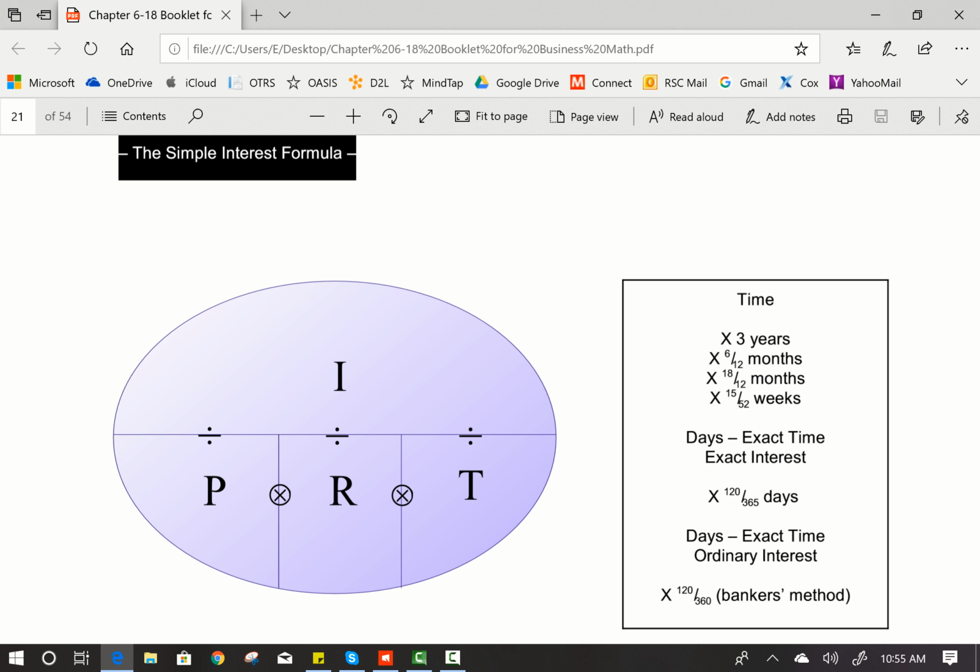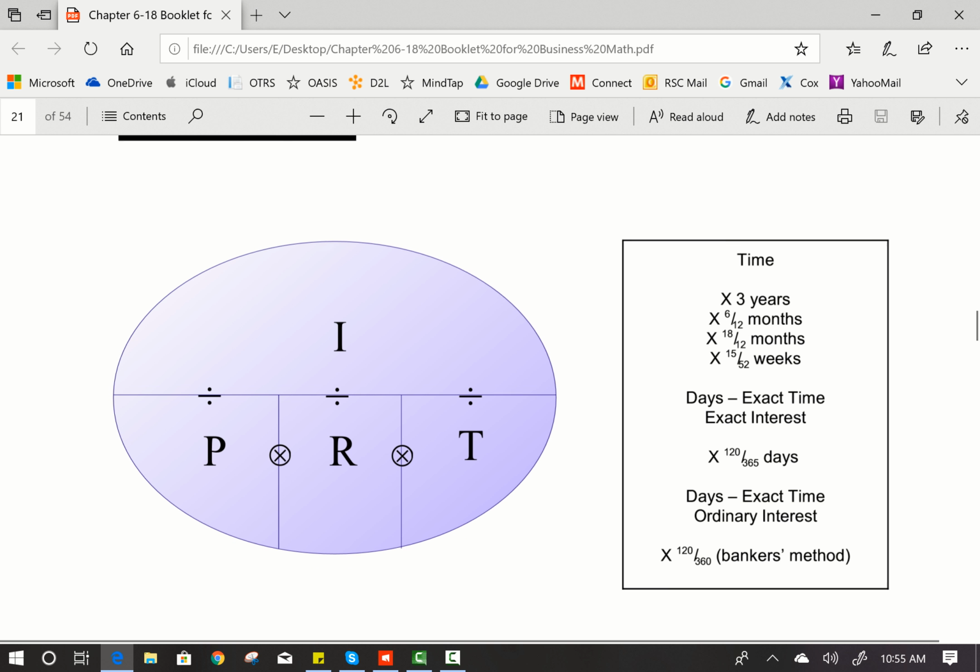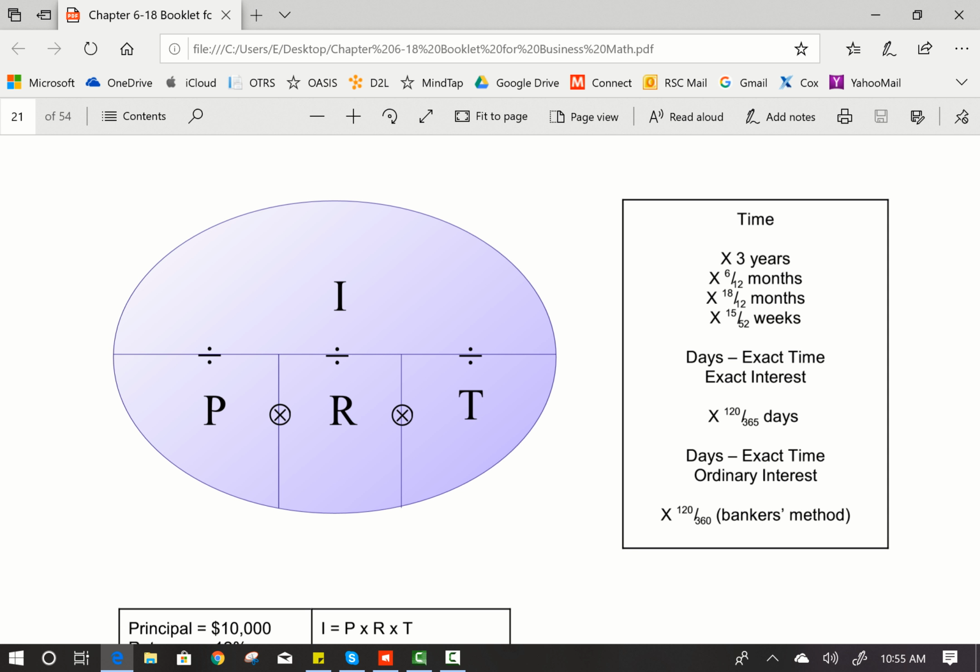If you're looking for the principal, cover that up, and it's interest divided by the rate times the time. If you're looking for the rate, cover that up, and it's interest divided by the principal times the time. And if you're looking for the time, cover that up, and it's interest divided by the principal times the rate. Now, the time is the main component that really gives us a little bit of an issue.